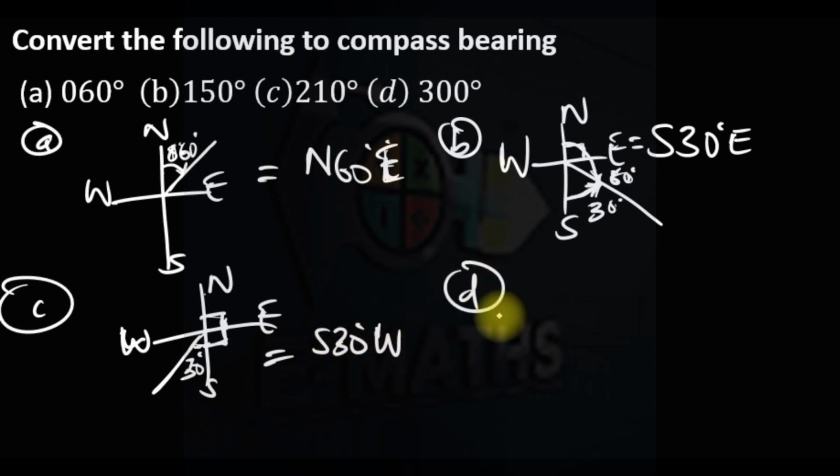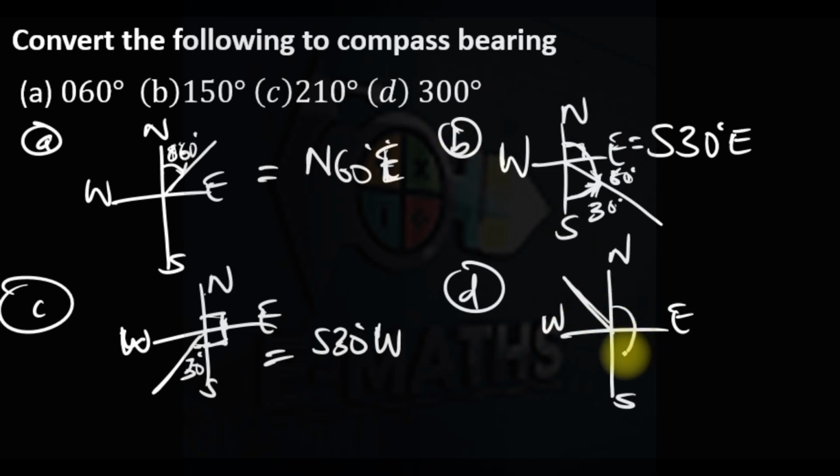So I do see it's very simple. Just draw the one you are given. With that, you now get what you are asked to find. So this is 300. 300 should be 90, 90, 90 plus 30. So this is 30. So remaining 60. So what is the answer now? Remember, you start from the one that has angle less than 90. So the answer is north 60 degree west. So do you see it? It's very, very simple.